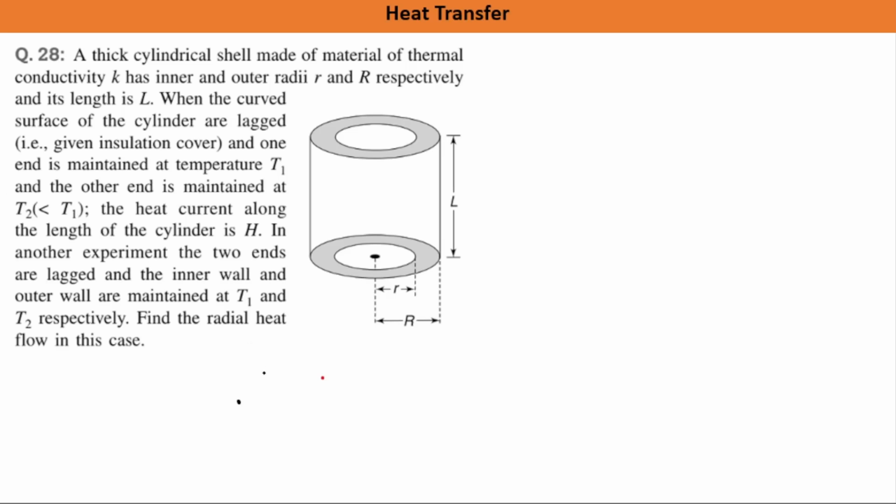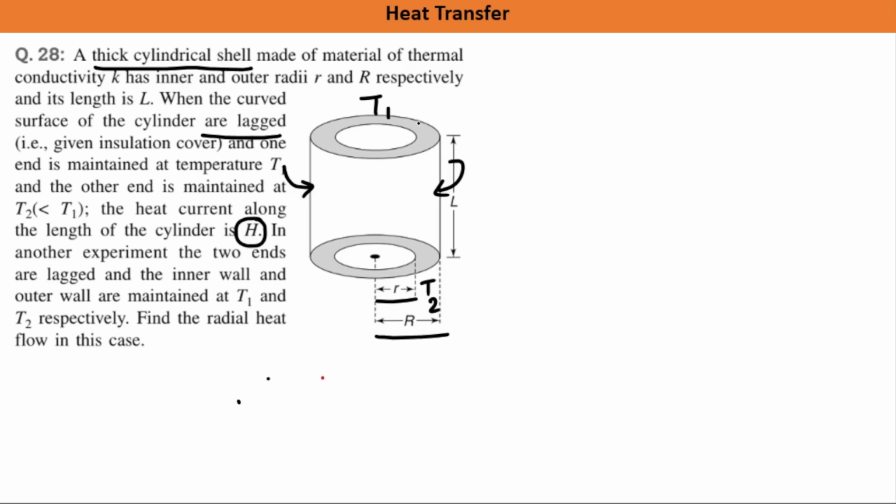Let us for now focus on this question. What is given in here? We are provided with one cylindrical conductor, and this is a thick cylindrical shell. Its inner radius is small r, the outer one is capital R, and its length is L. It is given that when the curved surface of the cylinder is lagged, so when the curved part of the cylinder is made an insulator, in that case one end is maintained at temperature T1, another end at temperature T2, and in this case the heat current which is flowing is H.